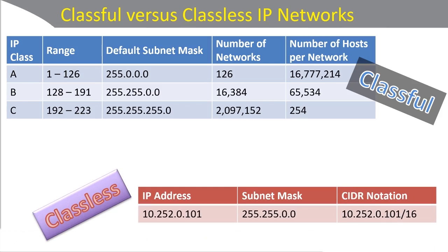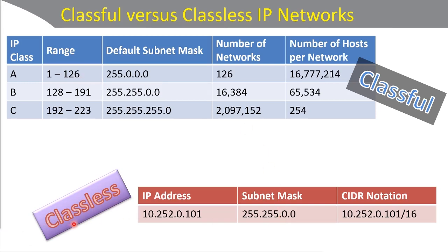So here's an example of something that's classless. Here we have an IP address, 10.252.0.101. And here we have a subnet mask, 255.255.0.0. Now in the classful days, which by the way you can still use and works by default in Windows and on SOHO routers and so on, in the classful arena of things, you would say, okay, 10 network. Well, that's within the Class A range.